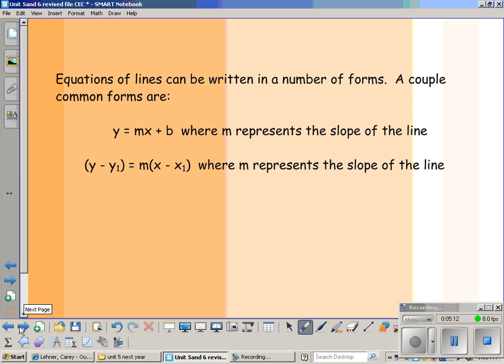Equations of lines can be written in a number of forms. A couple of common forms are y equals mx plus b, where m represents the slope of the line. So have a look at that equation and see where the m is located. It is the value that is being multiplied to the x. And the second equation is in the form y minus y1 equals m times x minus x1. And again, m represents the slope of the line. Have a look at where the m is located. It is being multiplied to the bracket that contains the x. So in both cases, m is multiplied to the x value.